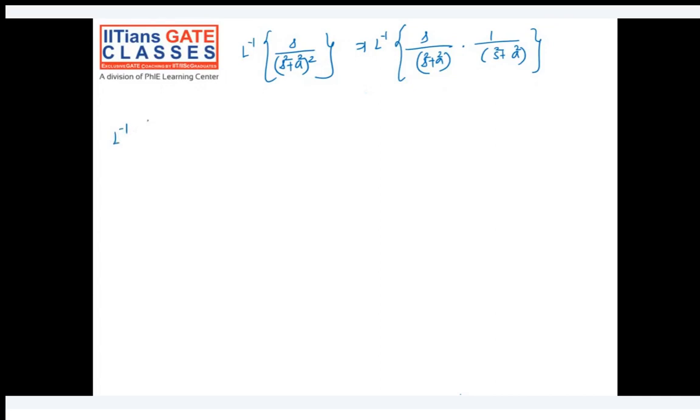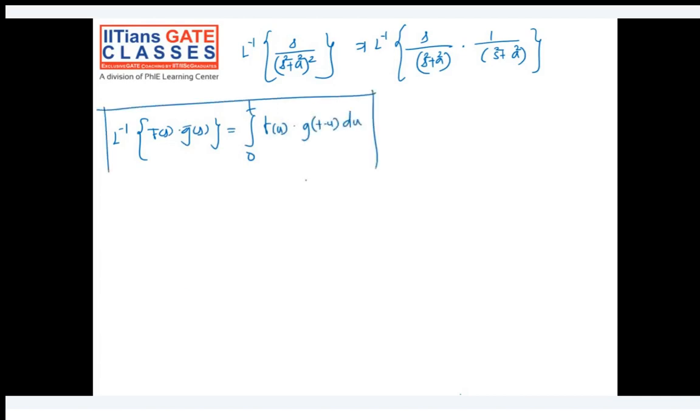What is the definition of the convolution theorem? Inverse Laplace transform of f bar of s into g bar of s is equal to integration 0 to t f of u into g of t minus u du. Okay, this is the theorem. So this is your f bar of s. This is your g bar of s.